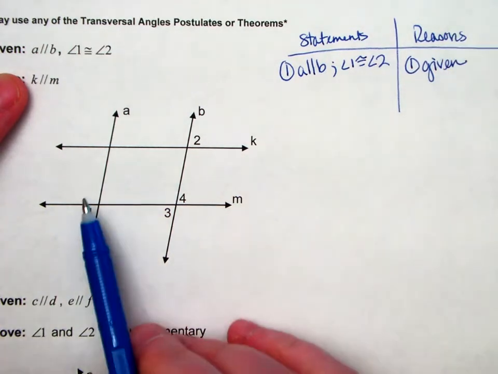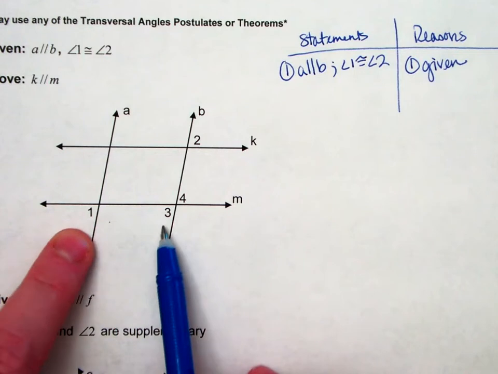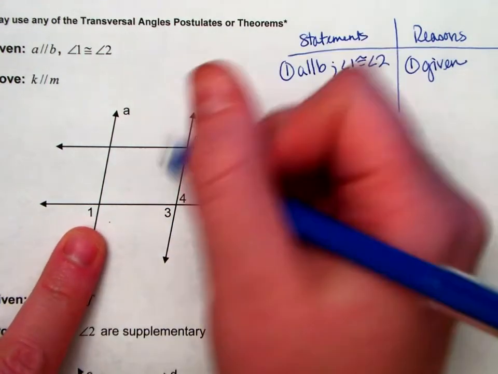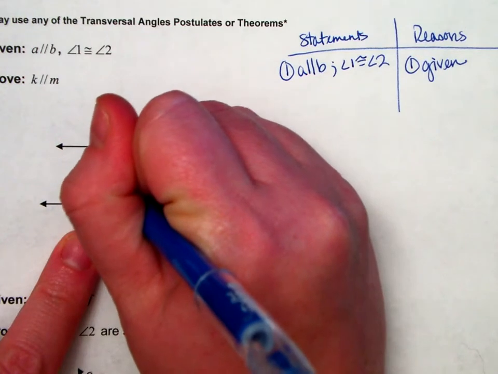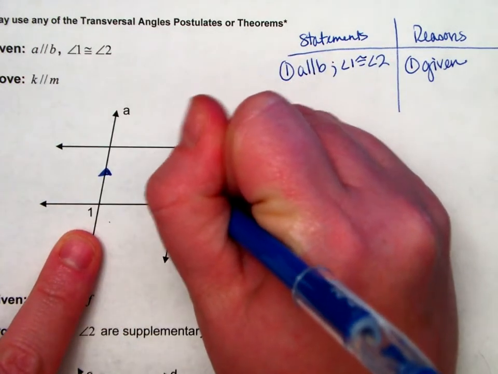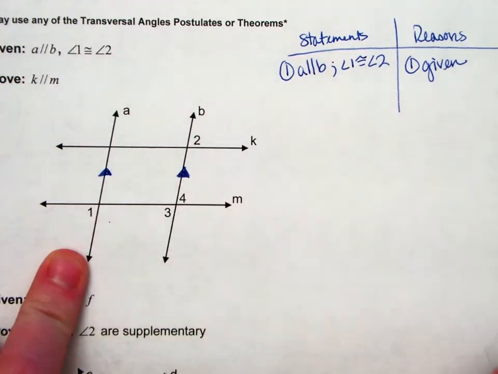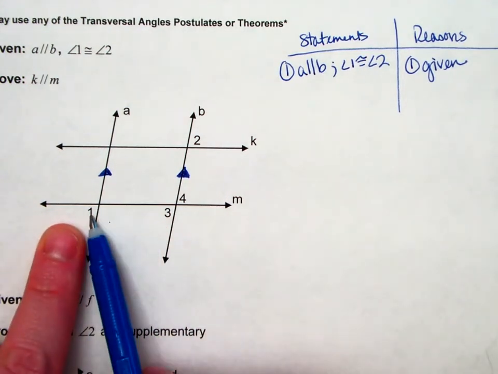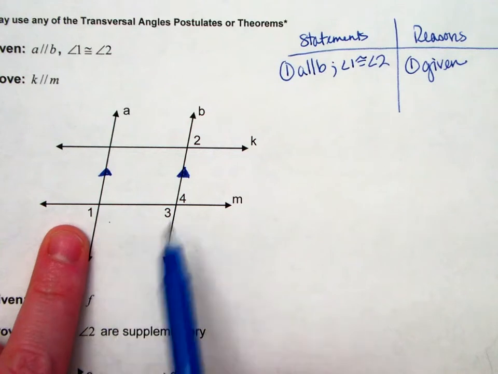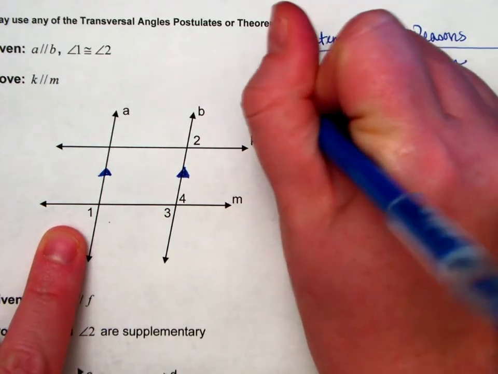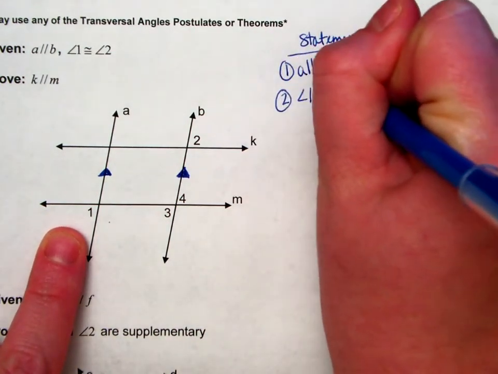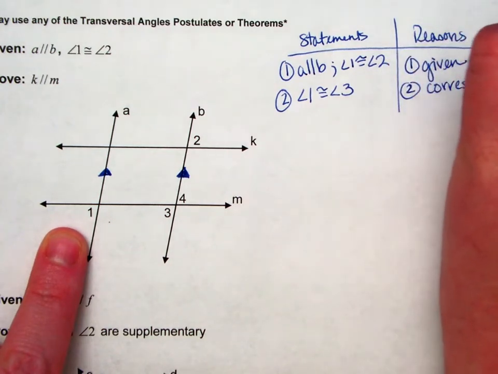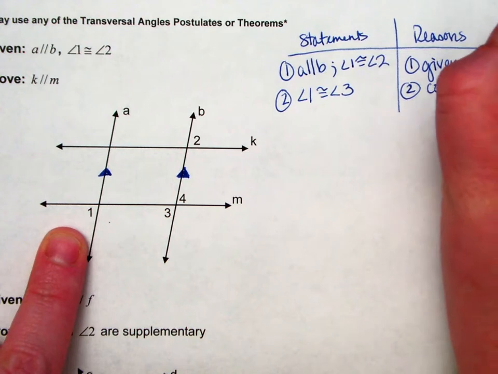So looking at that, 1 is congruent to 2. A and B are parallel, so my parallel markings are on these ones based on my given information. So the first way I can do it, I'm going to go 1 and 3 are congruent because of the beautiful corresponding angles postulate that we've been using. So angle 1 is congruent to angle 3, and that's by the corresponding angle postulate.